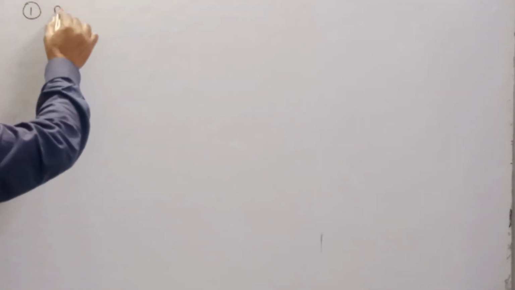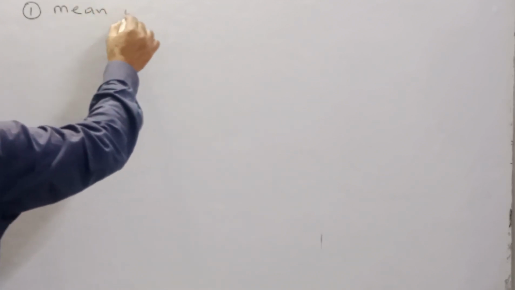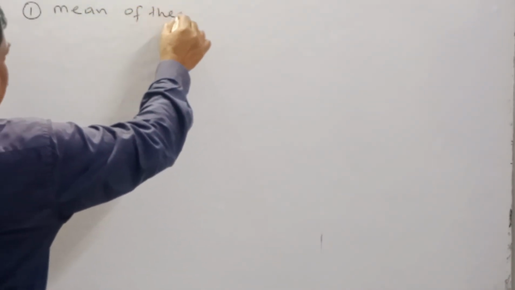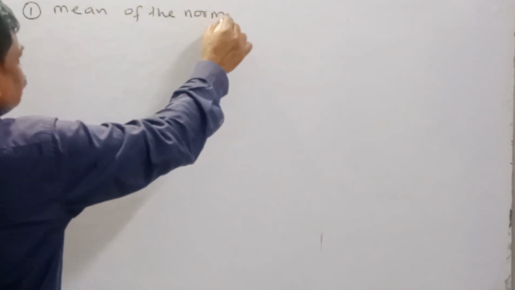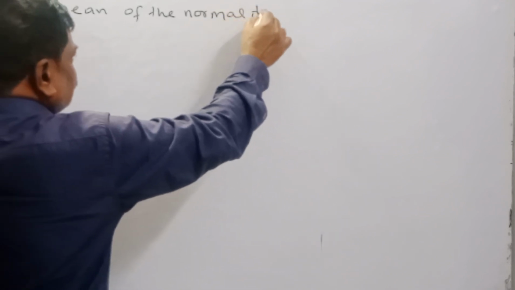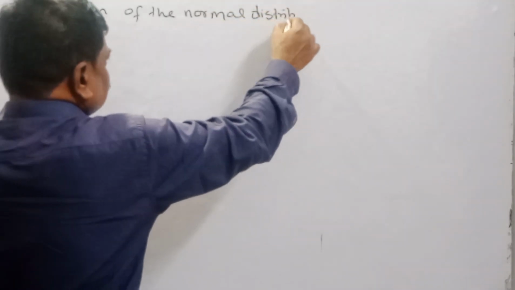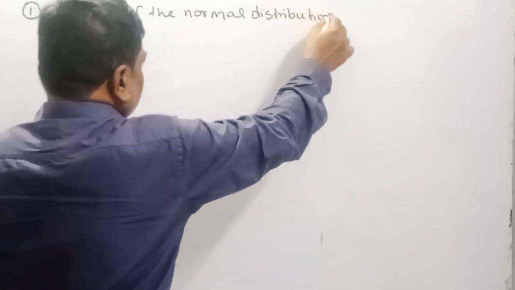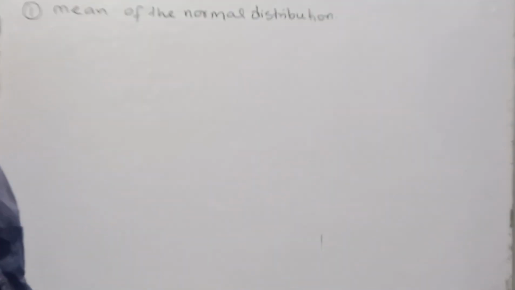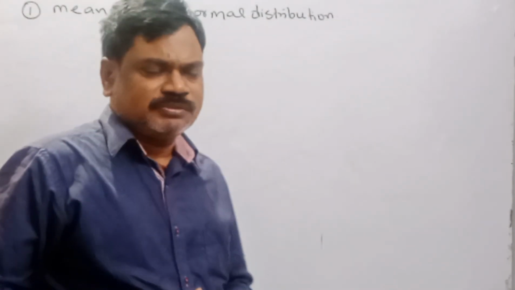Here, the first constant of the normal distribution. What is the first constant of the normal distribution? It is the mean of the normal distribution. How to find the mean of the normal distribution?